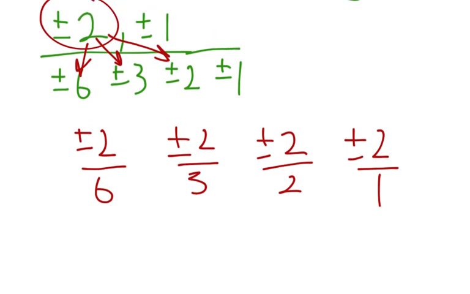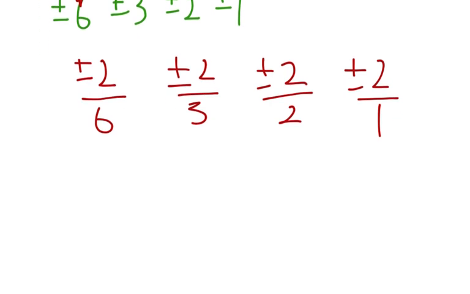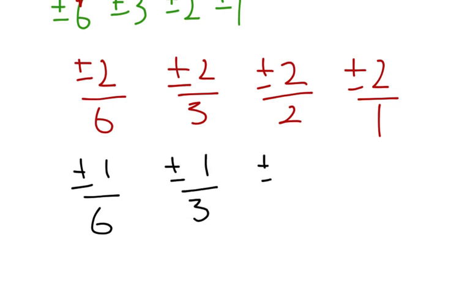Now I need to take the 1 and divide it by each one of these ones on the bottom. So now I get plus or minus 1 over 6, plus or minus 1 over 3, plus or minus 1 over 2, plus or minus 1 over 1. Now, I know it looks like a lot, but some of these are going to cancel because we have repeats, we have redundant ones.